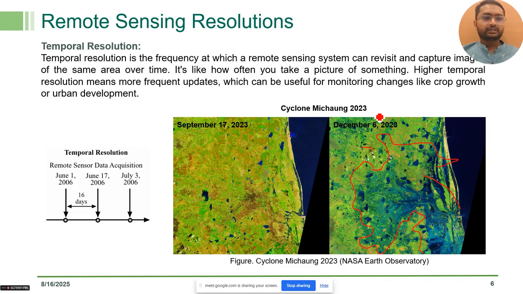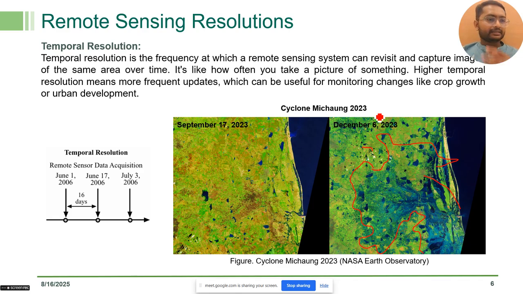If you are using a flooding application, if some flood happened in the city, then you have to go for a very high spatial resolution. Otherwise, you will not be able to detect the water in the given city. Similarly, if a flood or landslide happens, you have to go for high spatial plus high temporal resolution.